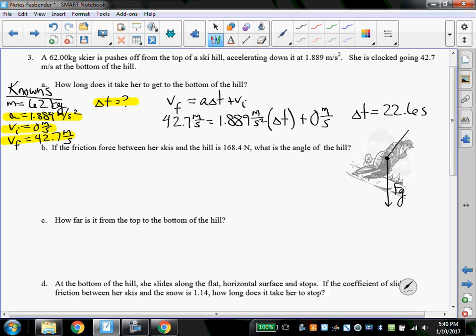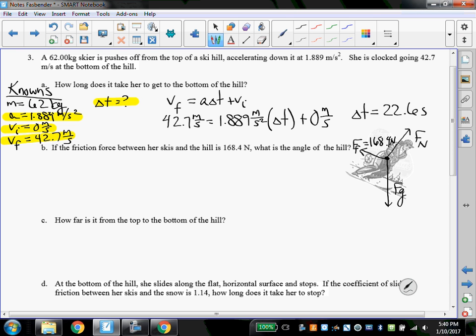First, there is a force of gravity pointed down. There is a normal force from the hill that is pointed perpendicular to the hill, and then there is a force of friction that is going up the hill, and they tell us that this is 168.4 newtons. So keep that in the back of your mind.